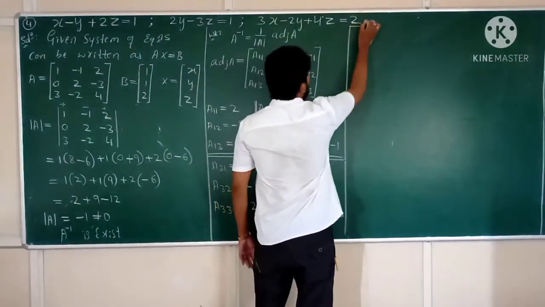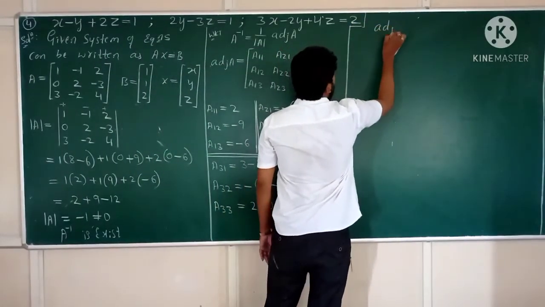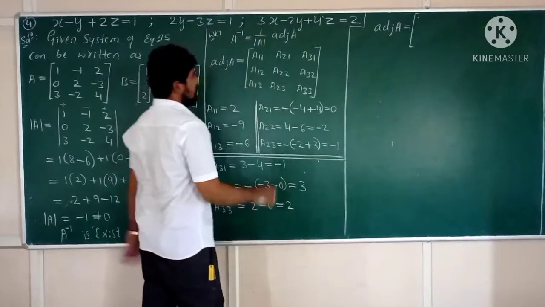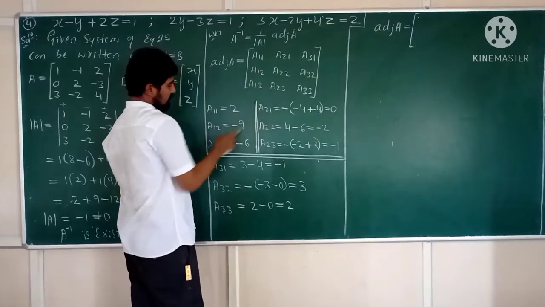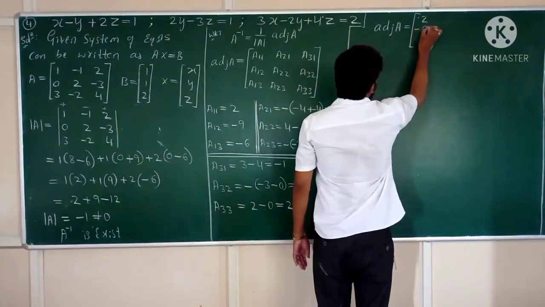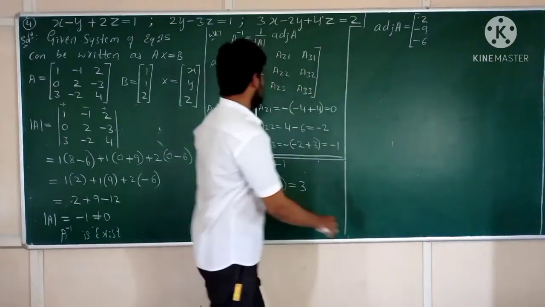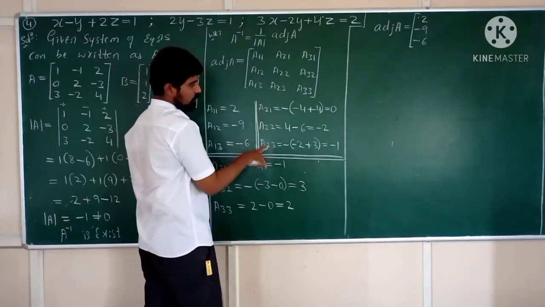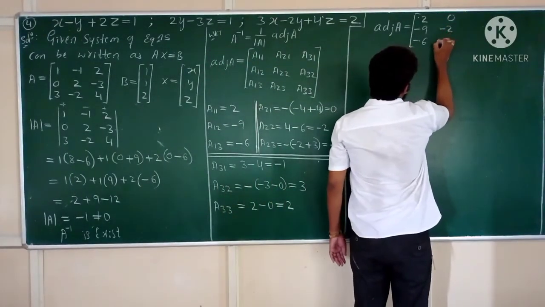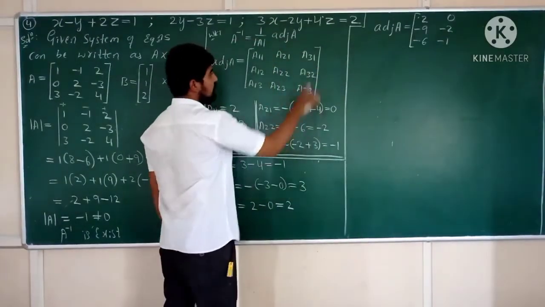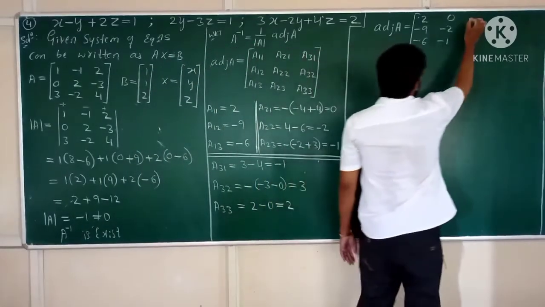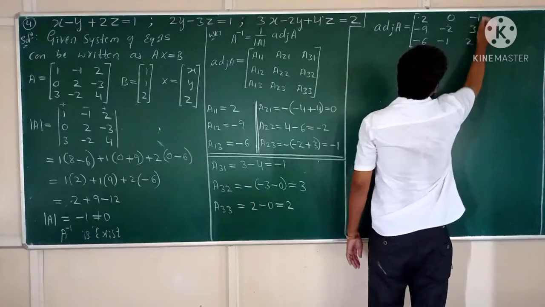Hence, the required adjoint of matrix A is equal to: the values of A11, A12, A13: 2, -9, -6. The values of A21, A22, A23: 0, -2, -1. And the values of A31, A32, A33: -1, 3, 2.